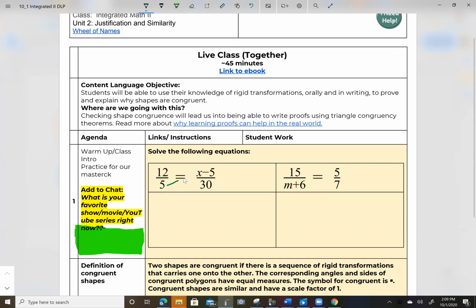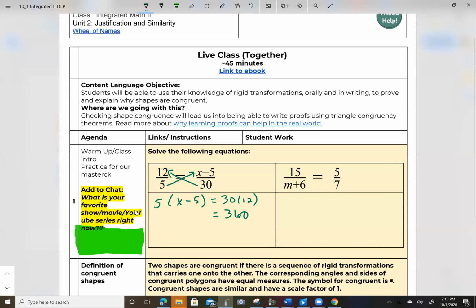I'm going to write the denominator of one side times the numerator of the other. So I have 5 times x minus 5. And remember, if the numerator is an entire expression, I need to put that in parentheses. And then the denominator of the other side times the numerator of the left-hand side. So we're going to have 30 times 12. Okay, so this side is 360.